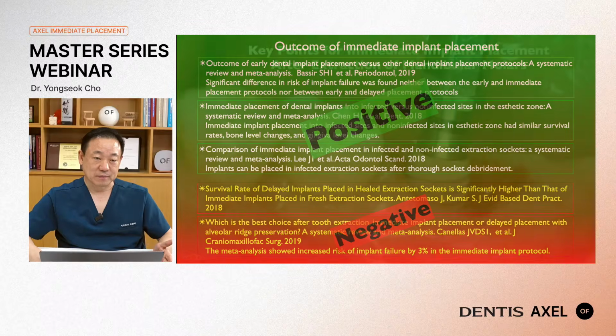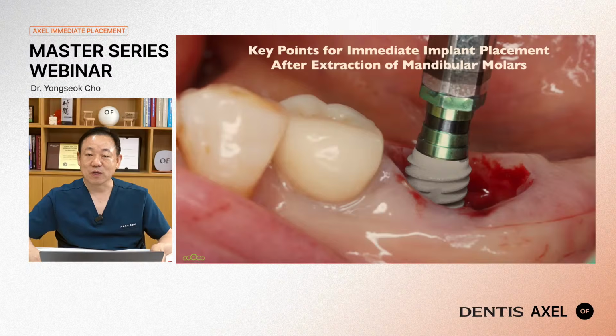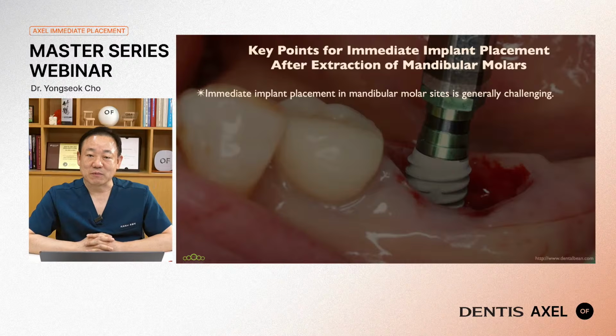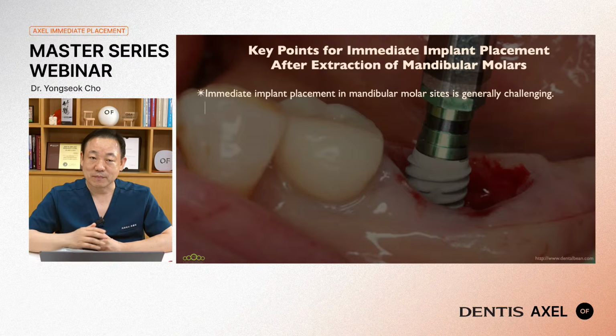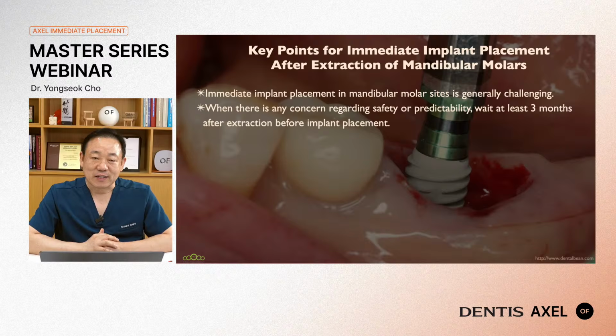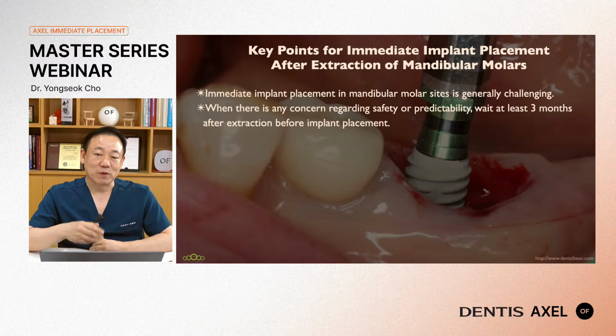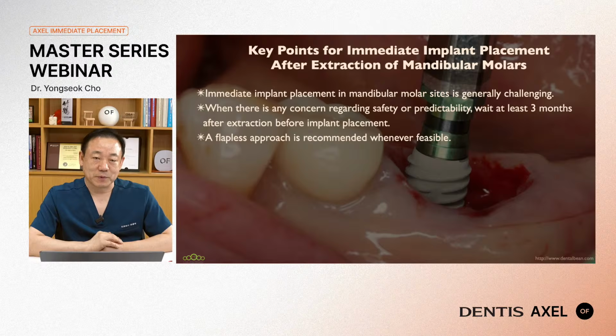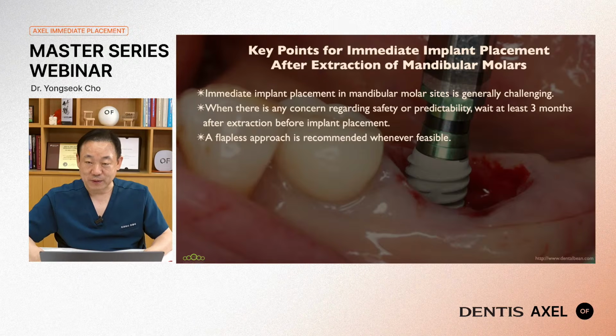When it is indicated, what are the key points for immediate implant placement in mandibular molars? Let me summarize the key points. First, immediate implant placement in the mandibular molar site is generally challenging. It is not always easy. When there is any concern regarding safety or predictability, wait at least 3 months before implant placement. Wait sufficiently. A flapless approach is recommended whenever possible.